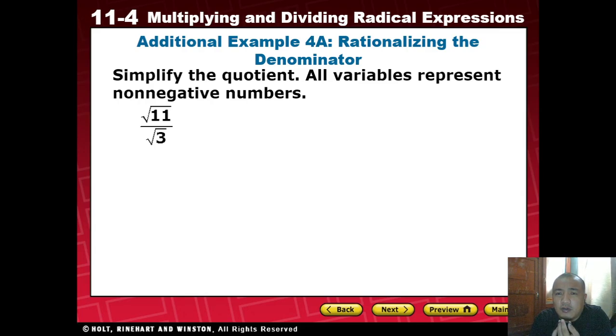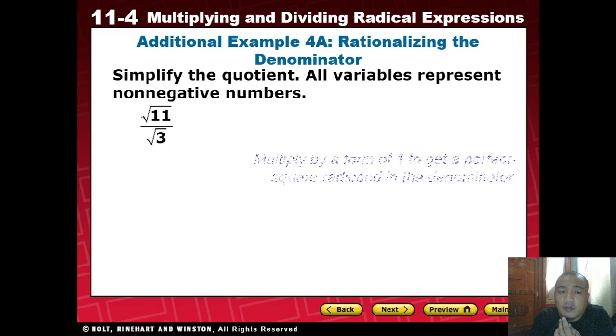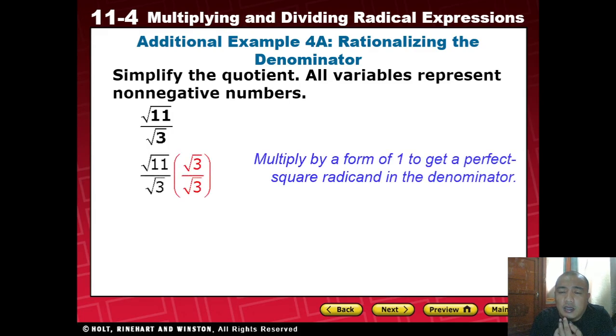Simplify the quotient. All variables represent non-negative numbers. So let us now learn how to rationalize the denominator. When do we rationalize the denominator? When it contains a radical number in the denominator. Multiply by a form of 1 to get the perfect square radicand in the denominator.